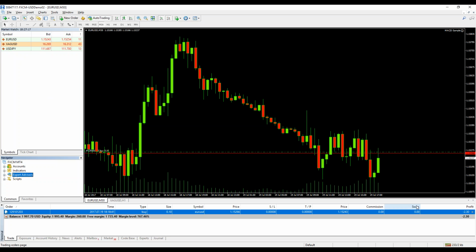Now, regarding swap, it's a rollover or an interest rate that you incur for holding a position overnight. And you either incur it or you receive it based on the position that you hold. And unfortunately, you can't see whether you incur it or whether you receive it on Metatrader 4 before you place your trade.